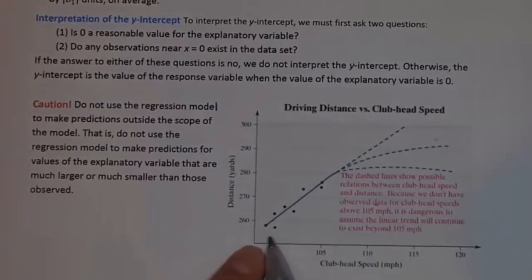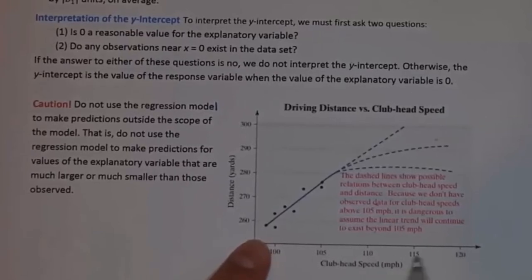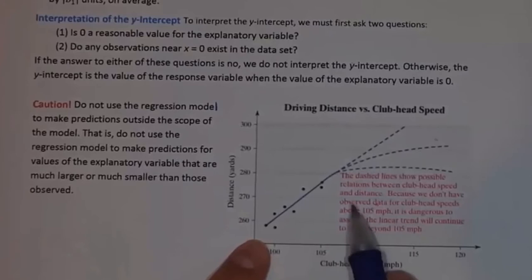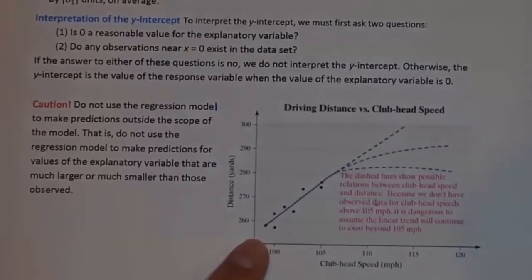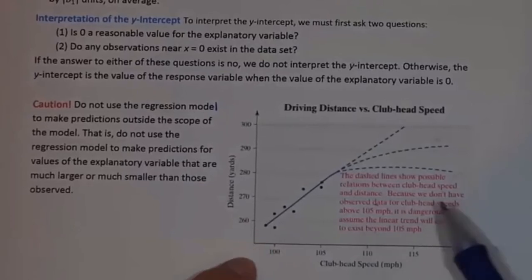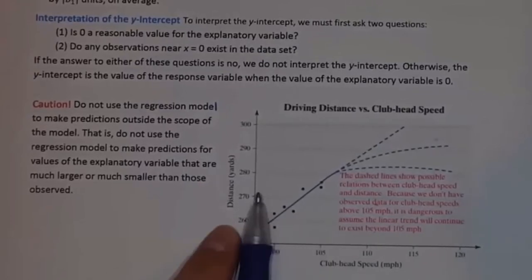So therefore, it wouldn't make sense for me to make predictions way over here. What if I swing the club 120 miles per hour? Where would the ball go? Well, that's way far away from our data. So I don't know if I'm continuing a linear relationship over there at 120 or not. So again, that's the point. Don't make predictions outside of the scope of your data.